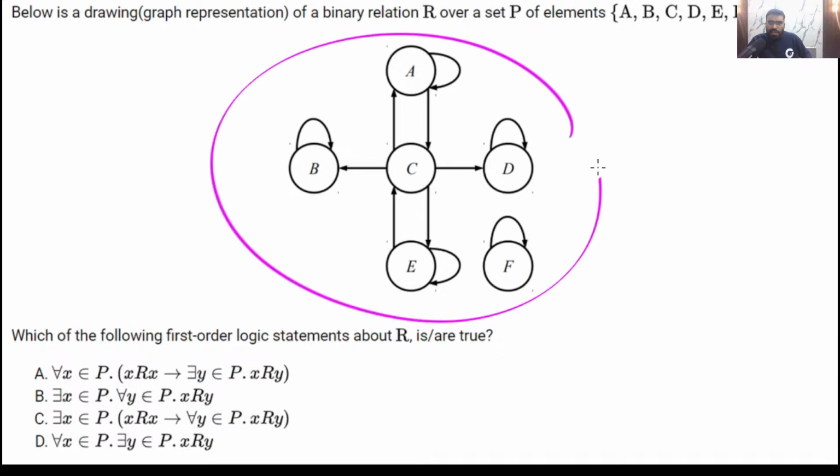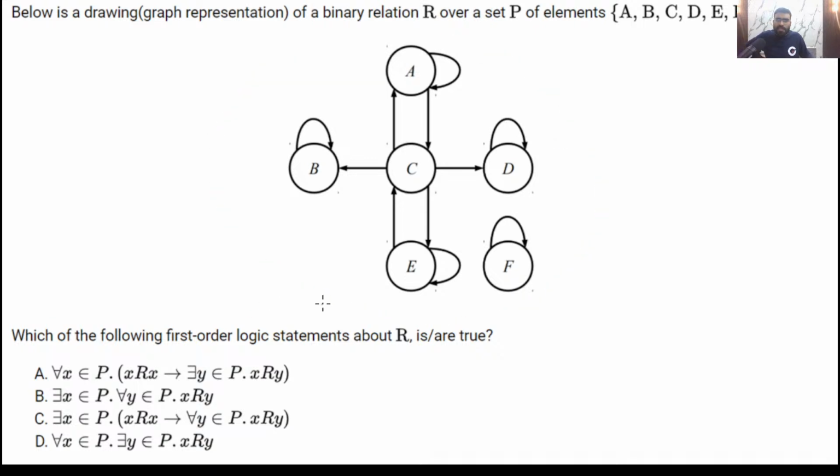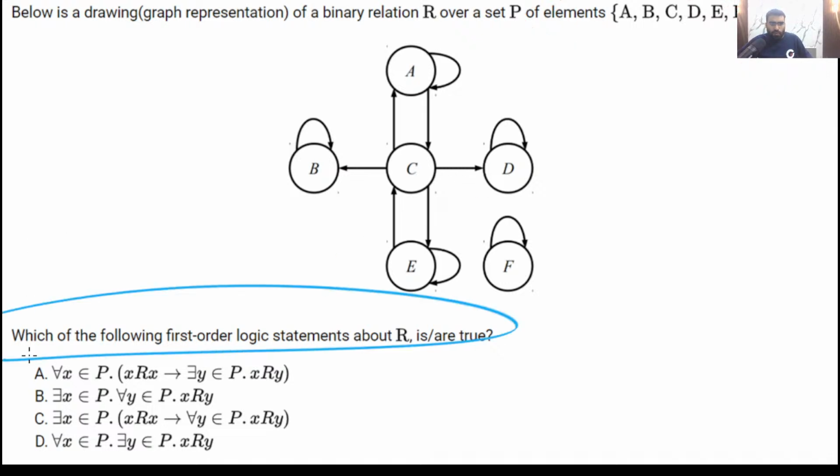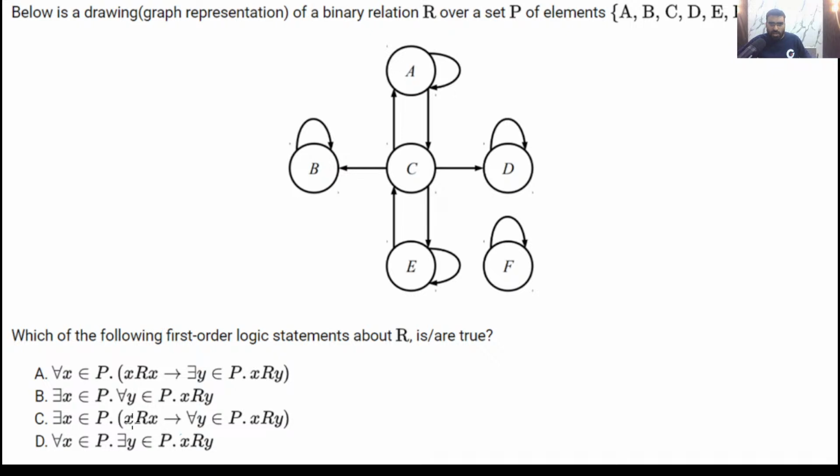This is a diagram or graph representation of the binary relation R, which is defined on these elements A, B, C, D, E, F. Now the question is saying which of the following first order logic statements is or are true. Some first order logic statements are given to you. Which of them is or are true?